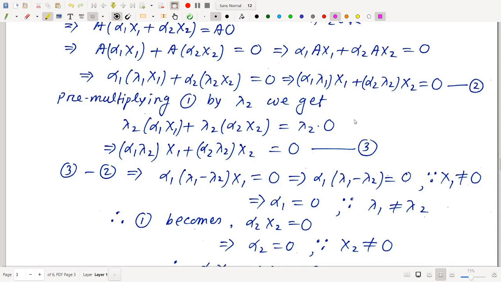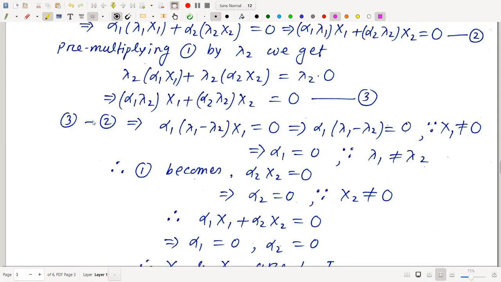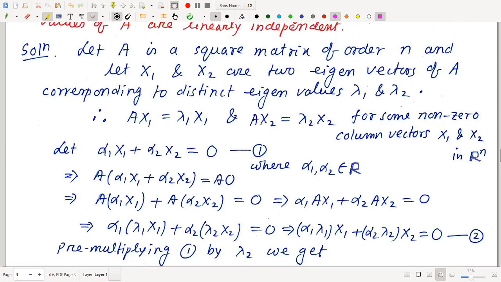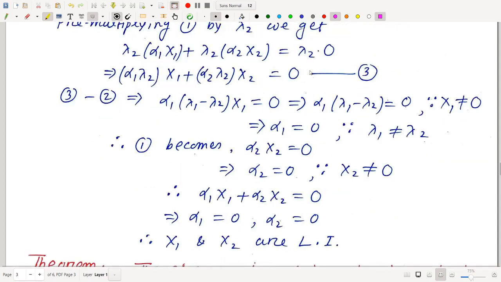Now pre-multiplying number 1 by lambda 2 we get, see this is line number 1. If we multiply it by lambda 2, it will be lambda 2 alpha 1 X1 plus lambda 2 alpha 2 X2. Okay, so you have got lambda 2 alpha 1 X1 plus lambda 2 alpha 2 X2 equal to lambda 2 into 0 vector here. So lambda 2 and alpha 1 can be interchanged in position because they are scalars. So it is alpha 1 lambda 2 you have written here, also alpha 2 lambda 2 you have written, and then right side is 0, scalar into 0 vector is 0 vector.